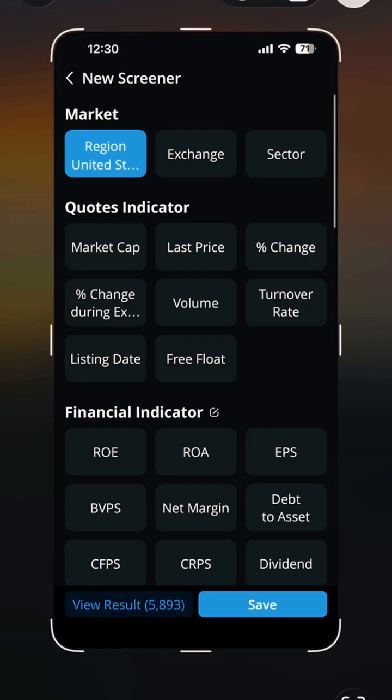Right. So we went over percentage change. Now we're going to talk about the percentage change during extended hours. That's right there on the left side of volume, right above the listing date. So this one is about pre-market and after-hours trading. Sometimes the big moves happen before the market officially opens, y'all, or after it closes. Like earnings announcements or breaking news.